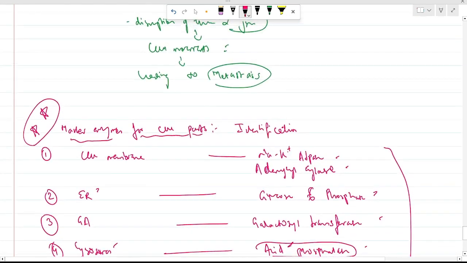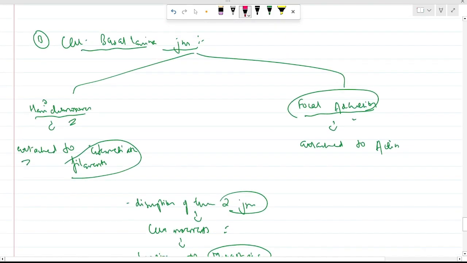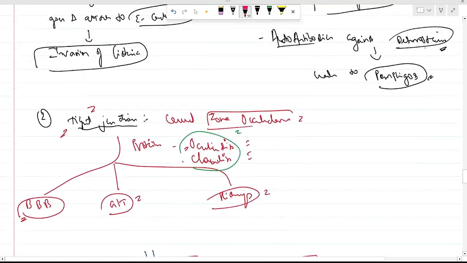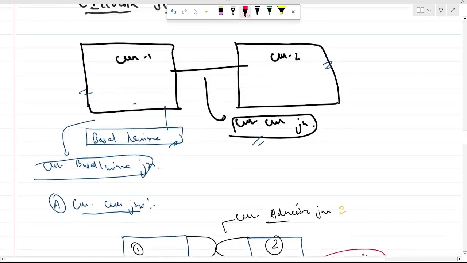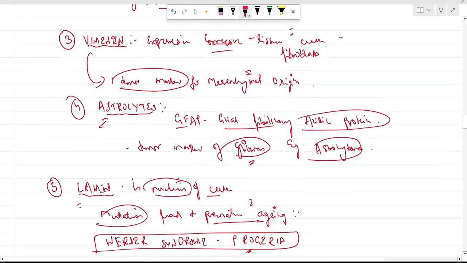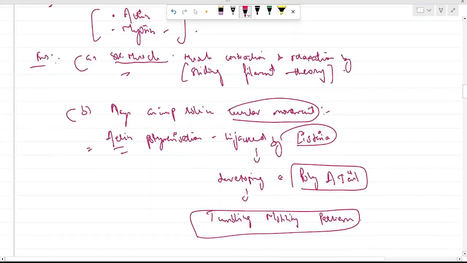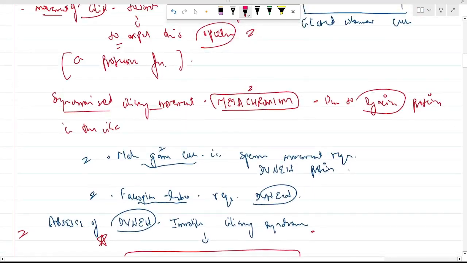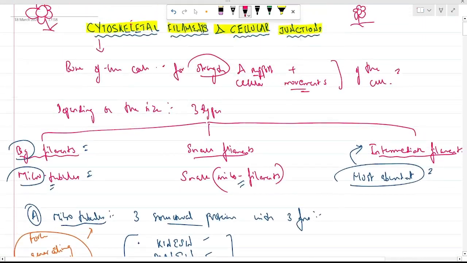So this concludes today's discussion of cytoskeletal filaments and cellular junctions. Please do revise them, guys. Very important topic. Lots of clinical knowledge is given here, which will always be useful in subsequent years, subsequent subjects, especially in the second year, and in general medicine, also in surgery. So make sure to revise them, guys.